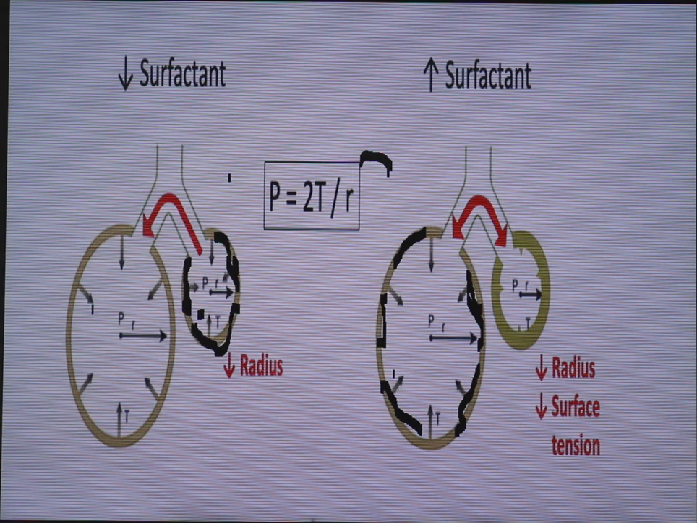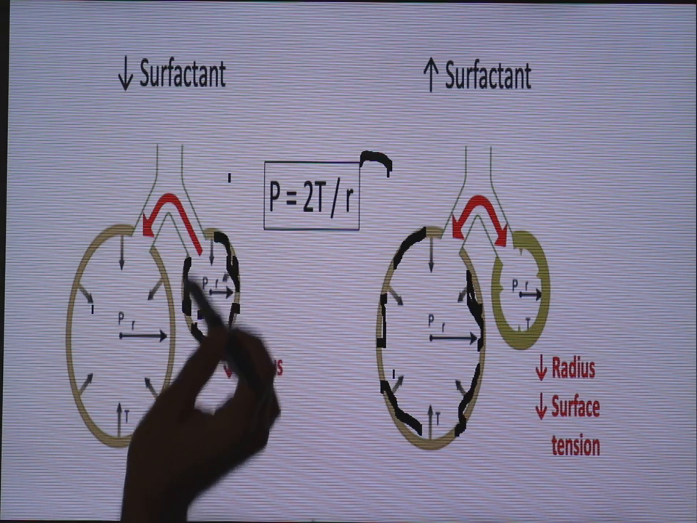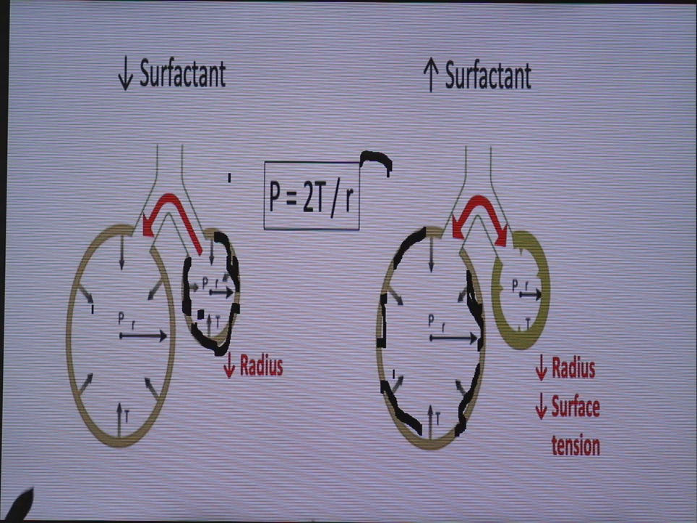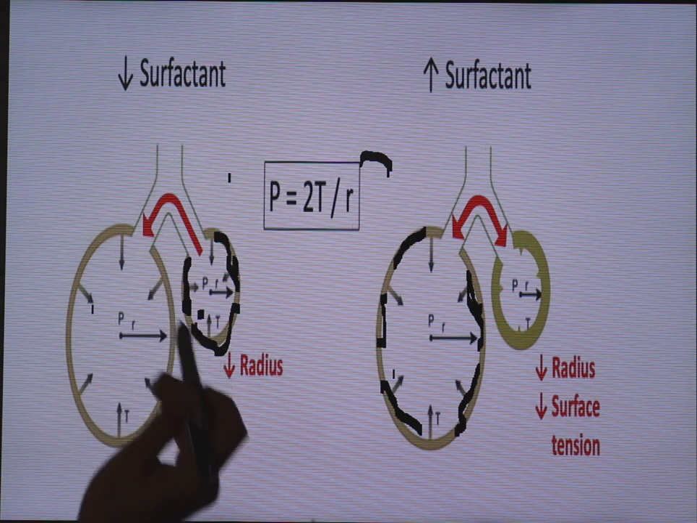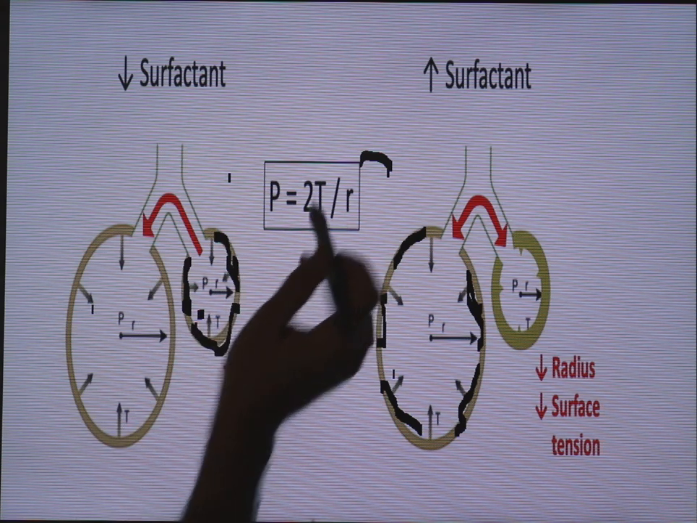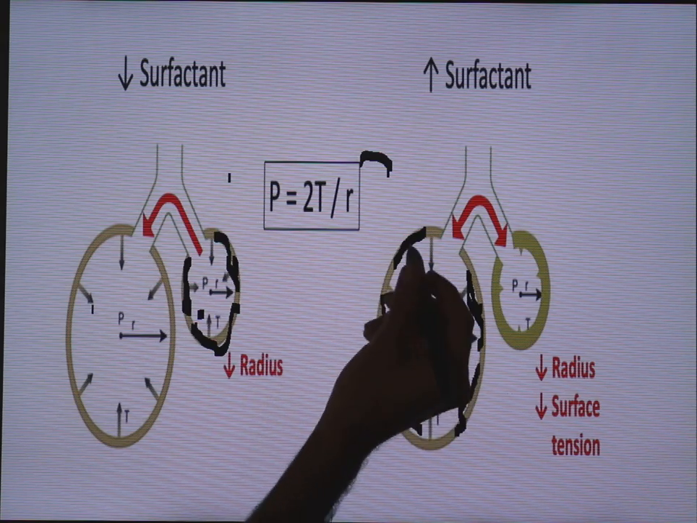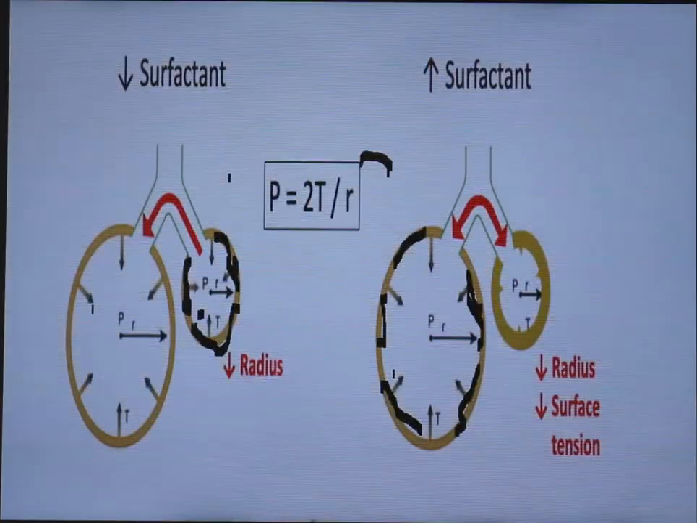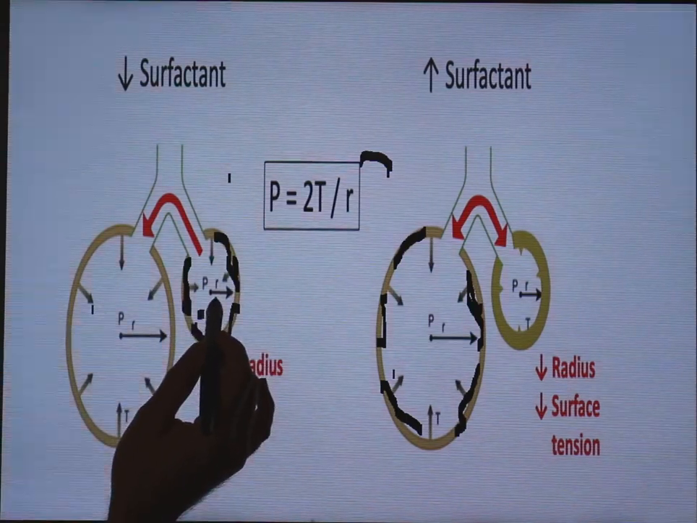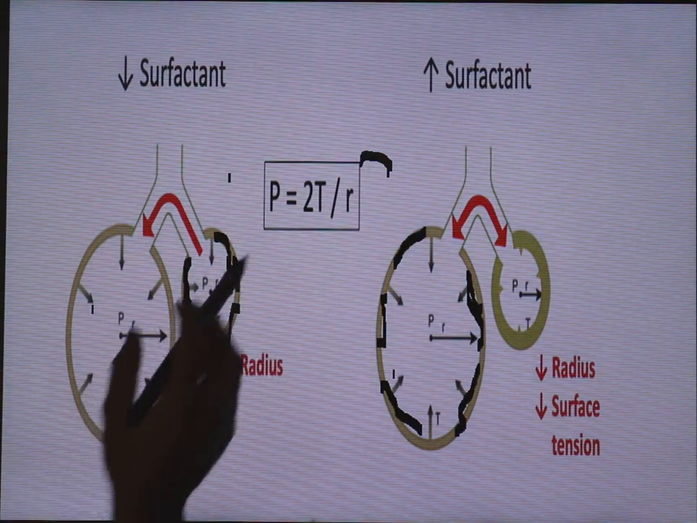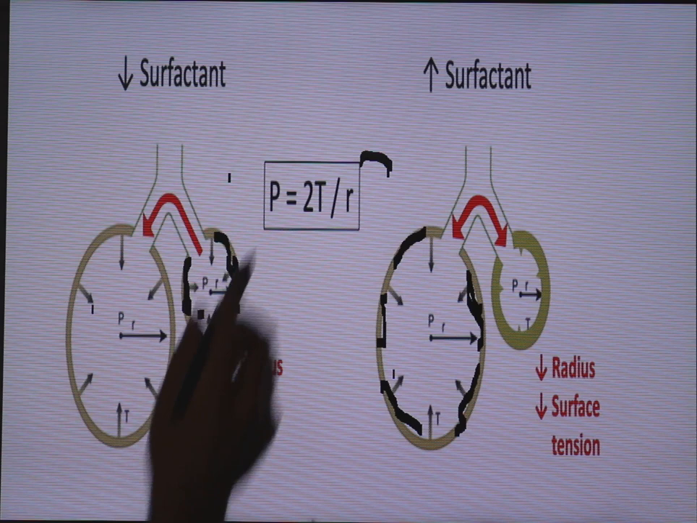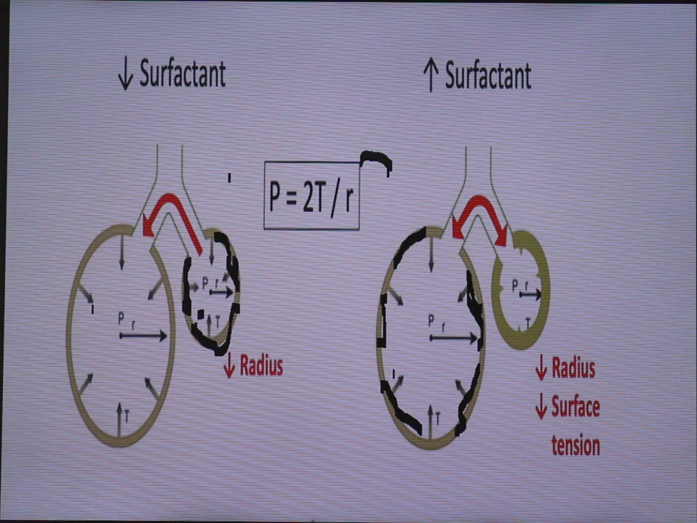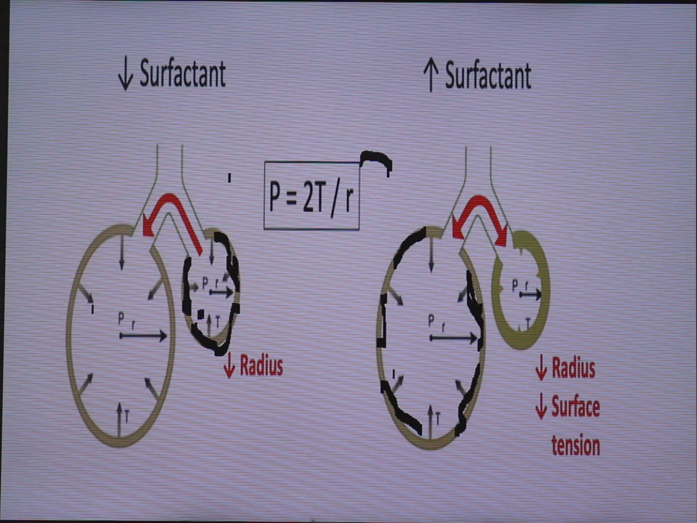We have the Laplace law. The Laplace law says that the pressure in the alveoli is directly proportional to the surface tension times 2 and inversely proportional to the radius. So the pressure of the alveoli will decrease if the radius increases, and the surfactant concentration will also decrease. If the radius decreases, the pressure in the alveoli will increase, but the surfactant concentration will also increase, and this is what we mentioned before.